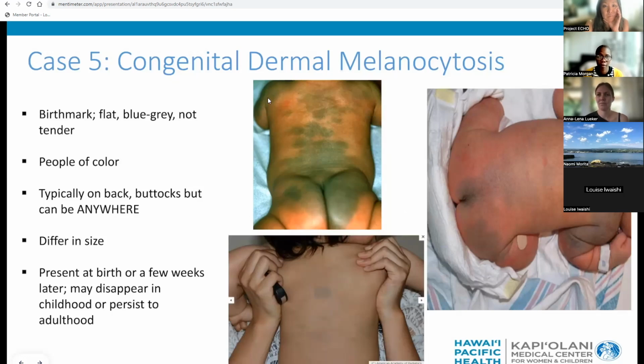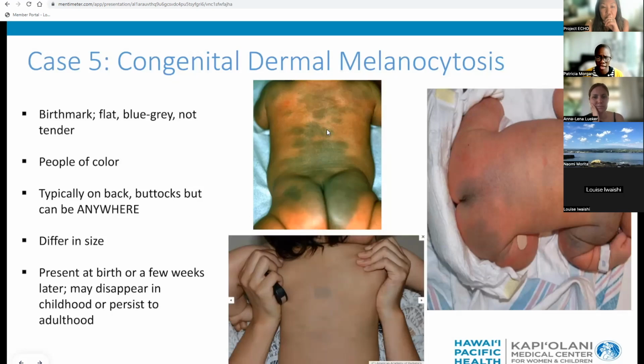I had a patient who had them all over her back, and I had another patient who they called CWS from daycare because they thought it was bruising. And when I contacted the PCP, they had just moved from a different state, sent over the records, and it was well documented that it was dermal melanocytosis.